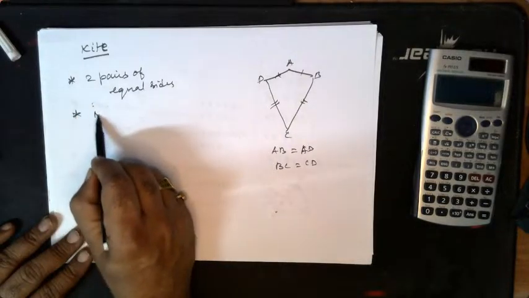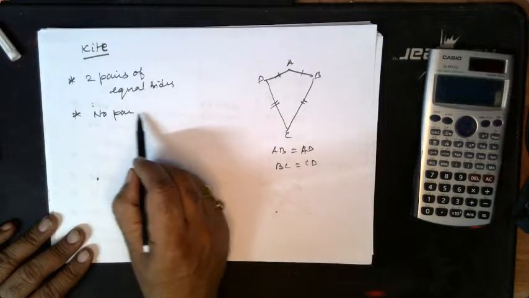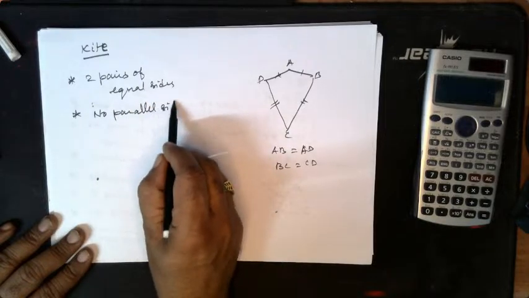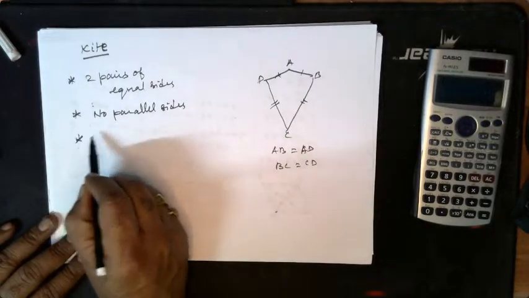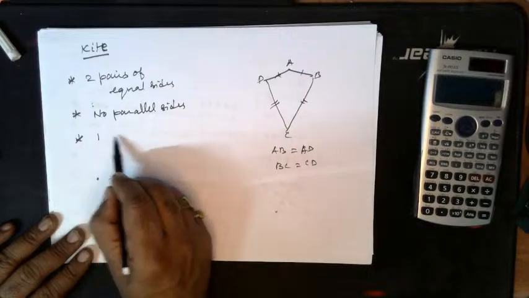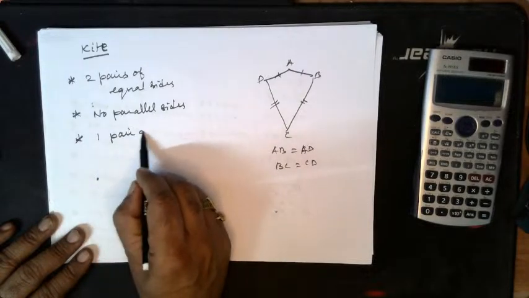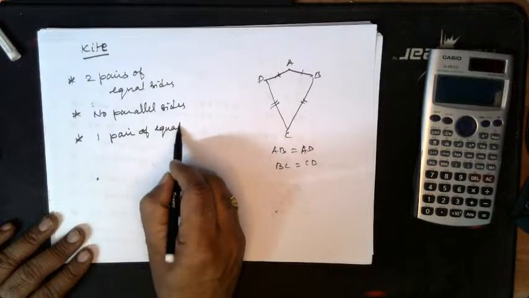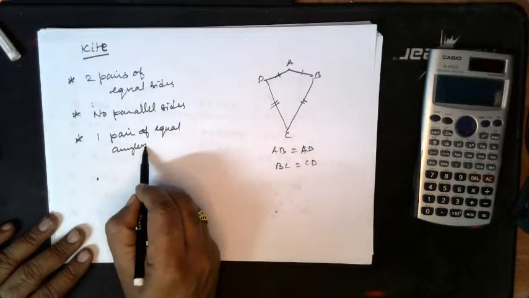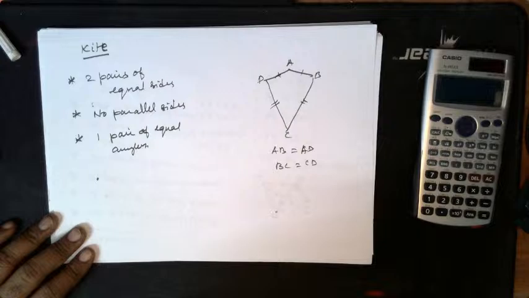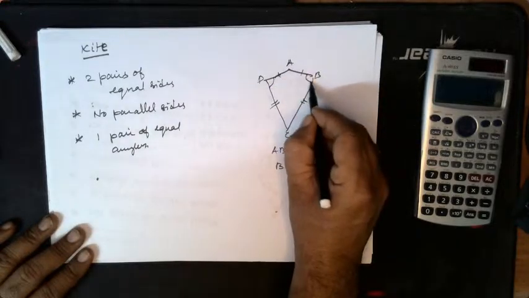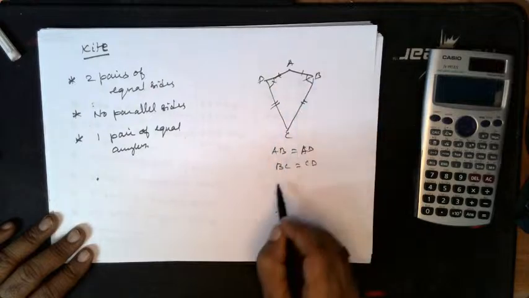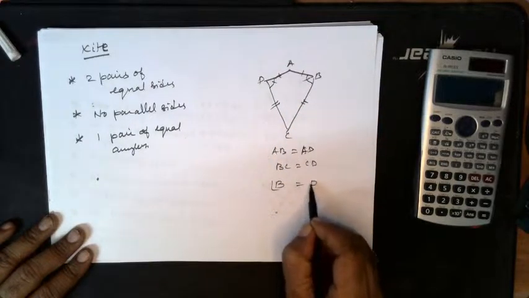No parallel sides. You cannot see any parallel lines here. Okay, it has no parallel sides, but it can have one pair of equal angles. Equal angles means this angle will be equal. Angle B is equal to angle D.